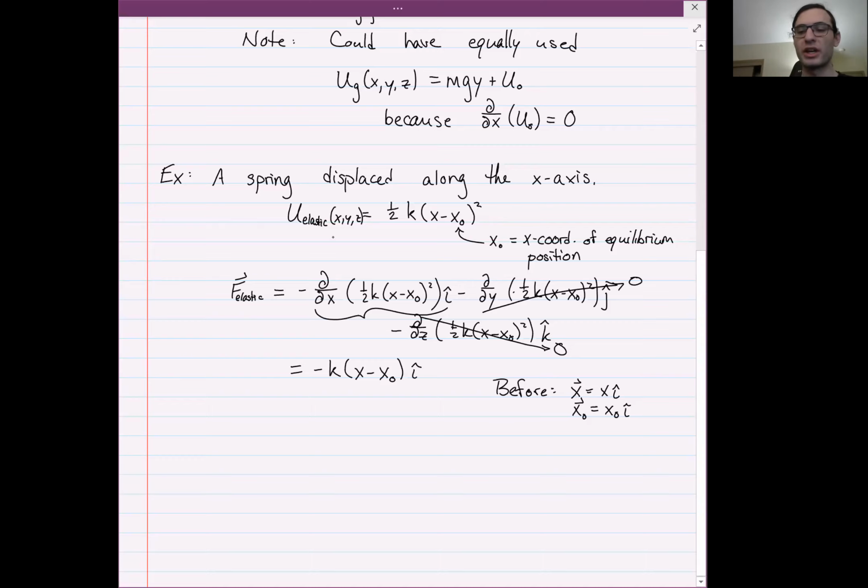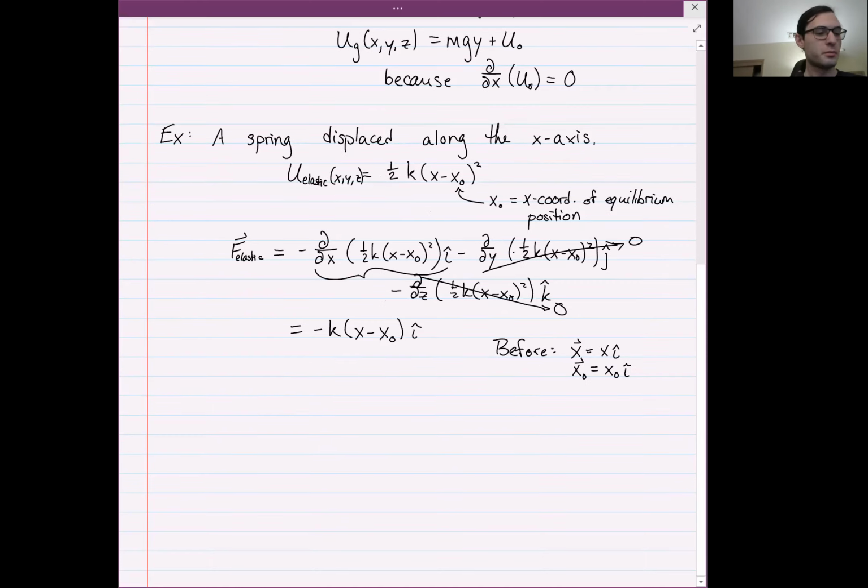So in general, I didn't actually have to write these terms because there was no z present in this potential energy function. I was just doing it for completeness. I could have just ignored the y and z components because I know that the partial derivatives of those terms are 0, since there is no y or z in this function. But I was just doing it to better elaborate on how this works.